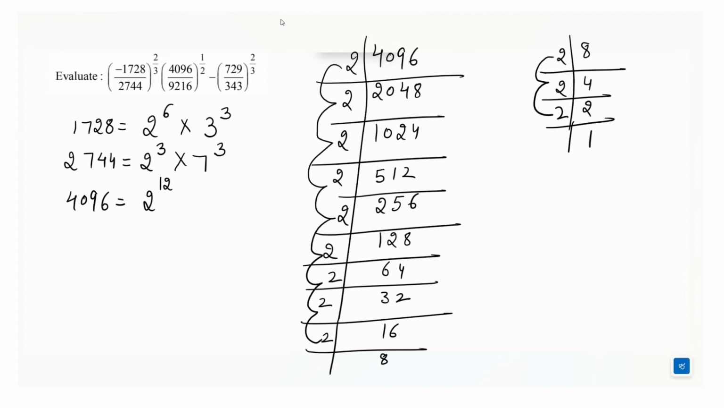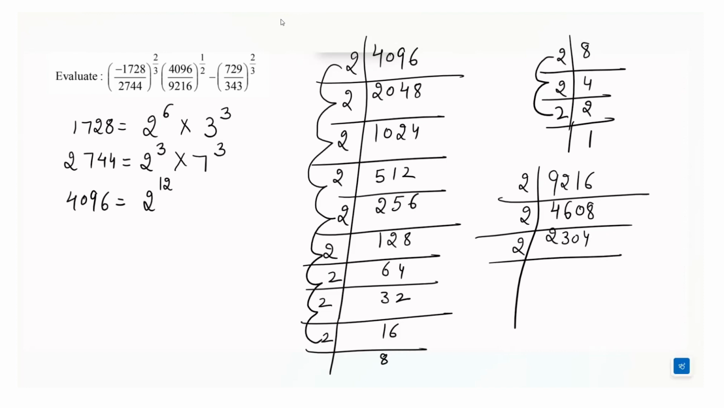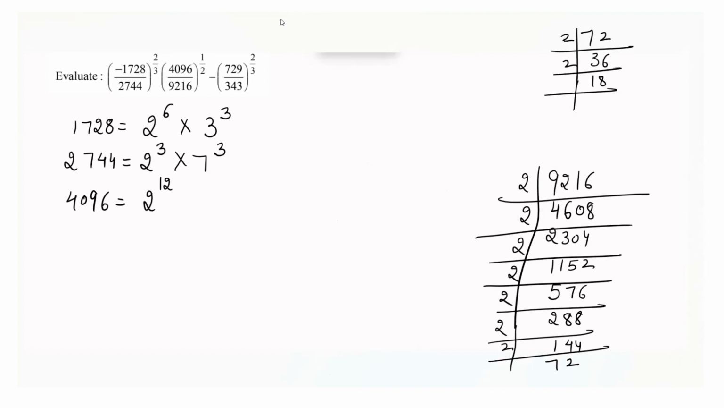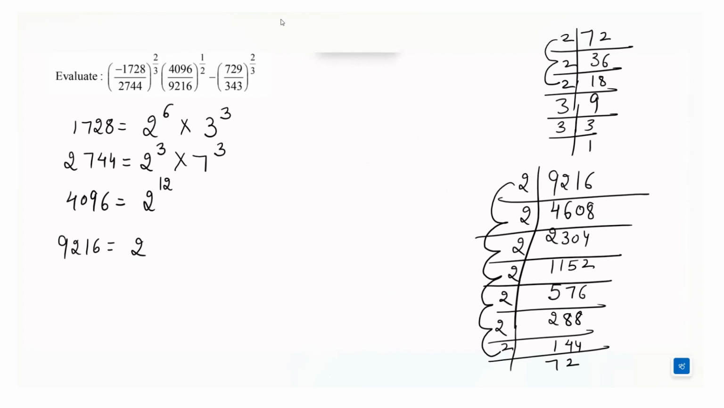Now we have to find out for 9216. So see 9216. If I divide with 2, I will get here 2 4s are 8, 2 6s are 12, then 0, then 8. Then we'll keep on doing it. So 9216 can be written as 2 raised to power 10 into 3 raised to power 2.